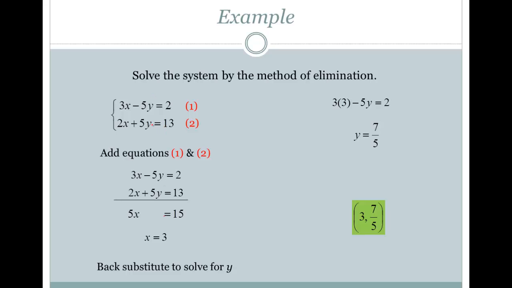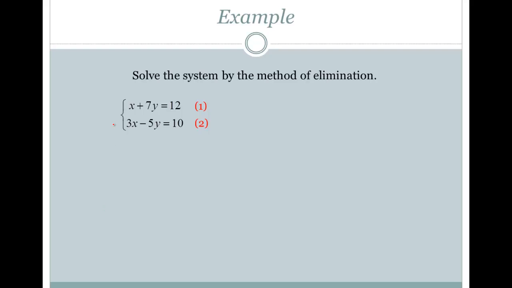Okay? Again, these are linear equations, and they're going to intersect at one point, and that's the point at which they're going to intersect. This one's a little bit more detailed because I don't have the same coefficients in either case. So I have to multiply one of these or both of these by some numbers to make it work.